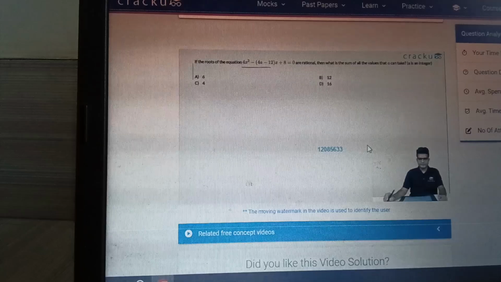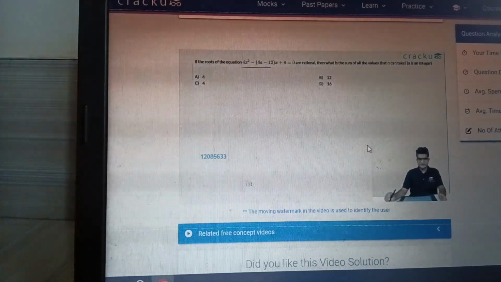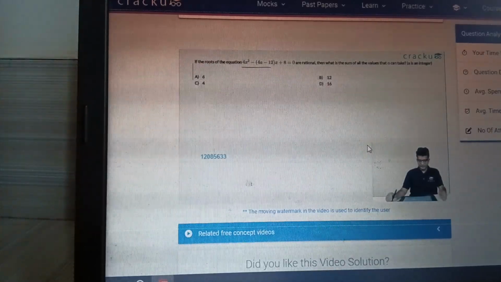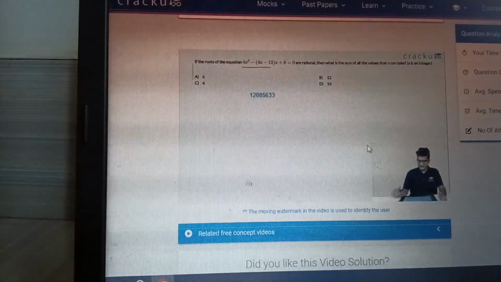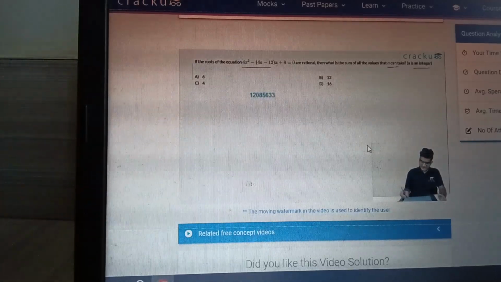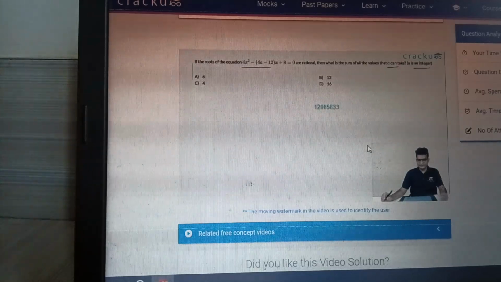The equation 4x² − (4a − 12)x + 8 = 0, and we are told that both the roots of this quadratic equation are rational. We are also told that a is an integer, and we are asked to find the sum of all the values that a can take.